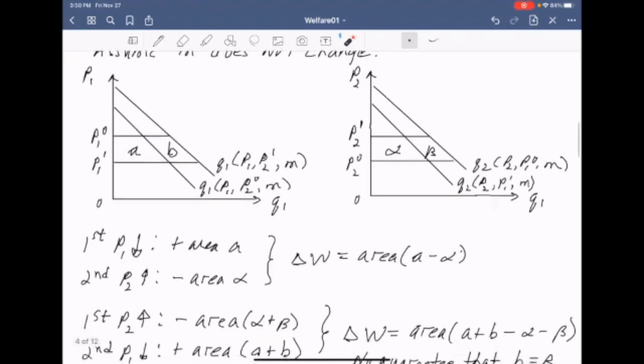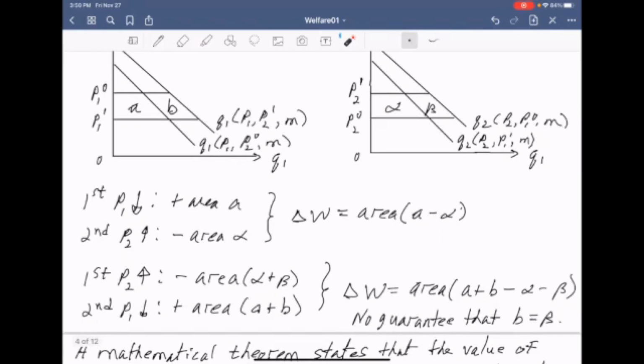alpha. Now let's assume instead that P2_0 goes up first. So we get this increase from P2_0 to P2_1, and that means we're going to lose alpha plus beta. So we're going to get a reduction in our consumer surplus, if you like. Remember, this is P2 here with P1 unchanged at the original position. That's this demand function here, and we lose alpha plus beta because the price has gone up.